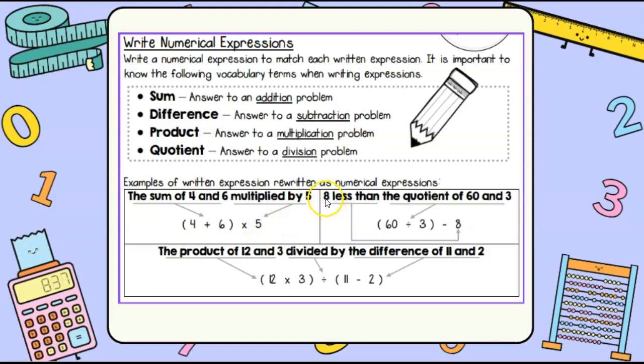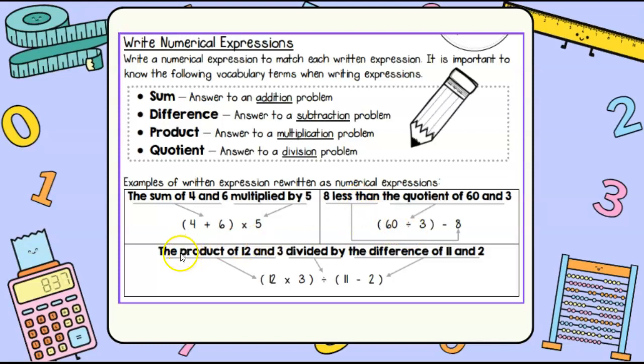Another example, 8 less than the quotient of 60 and 3. When I see this word quotient, I know that I'm going to divide. When I see less than, I know I'm going to subtract. So it's up to me to put this in order. 8 less than the quotient. So first I need to find the quotient of 60 and 3. So I would do that by dividing 60 by 3, and then subtracting 8 from the answer to that problem.